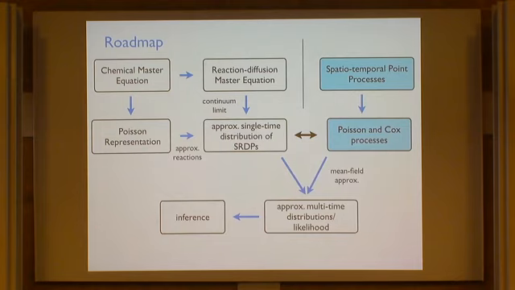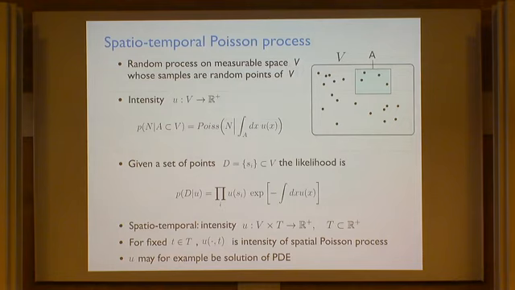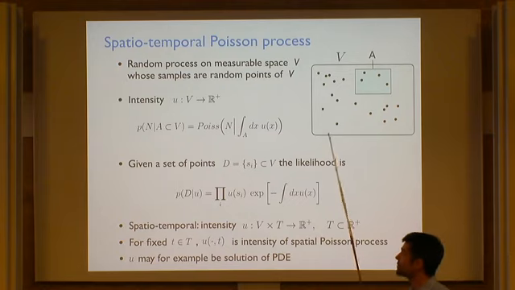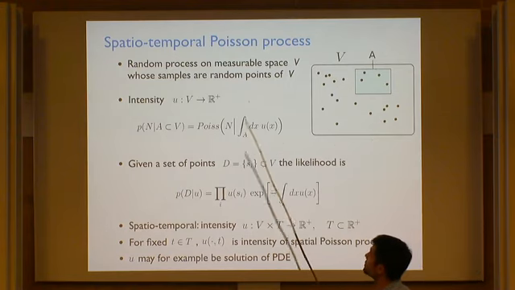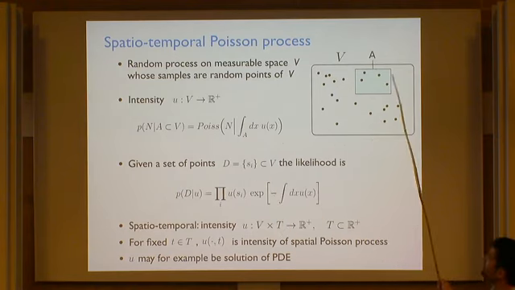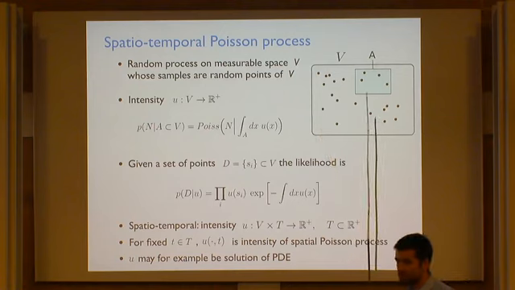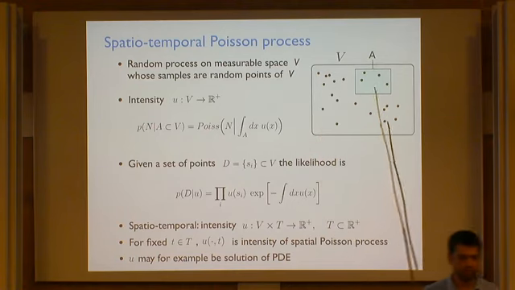Okay, let me start with the right side, which maybe not all of you are so familiar with: Cox and Poisson processes in space. Let's start with spatial temporal Poisson processes. Or actually, let's start with the spatial Poisson process. The spatial Poisson process is a random process on a measurable space V, which could, for example, be a subregion of a two-dimensional space. And realizations of the process are just random points in space.